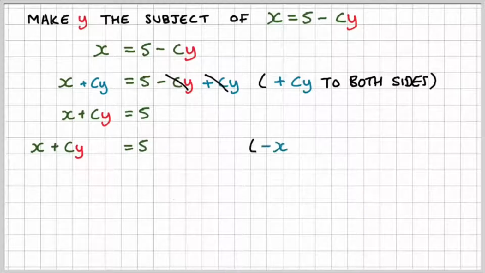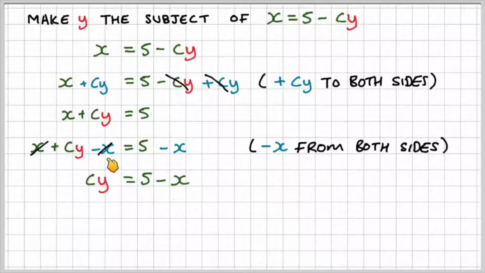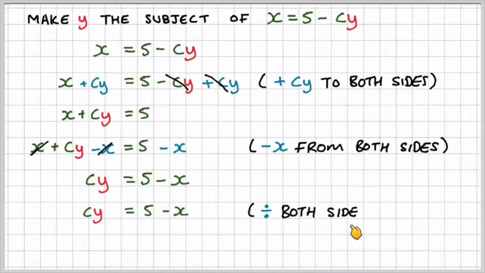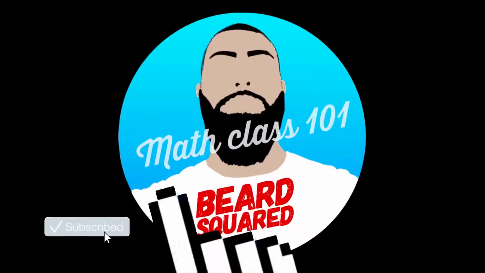In the next step, I'm going to minus x from both sides of the equation. That's going to allow me to cancel out the x on the left hand side, and so I'm left with cy is equal to 5 minus x. In the next step, I can divide both sides by c. So the c cancels out on the left hand side, leaving me with just y. y is equal to 5 minus x over c. Let's move on to example 3 and then do a few practice questions.